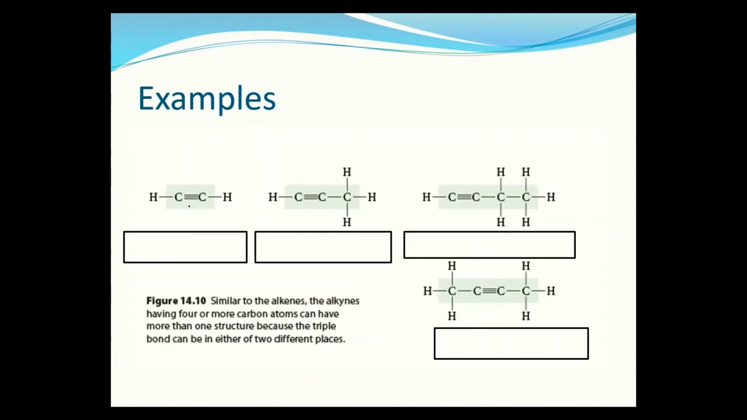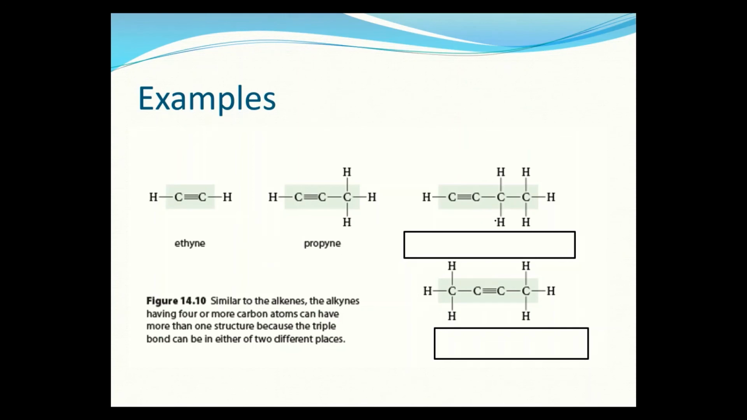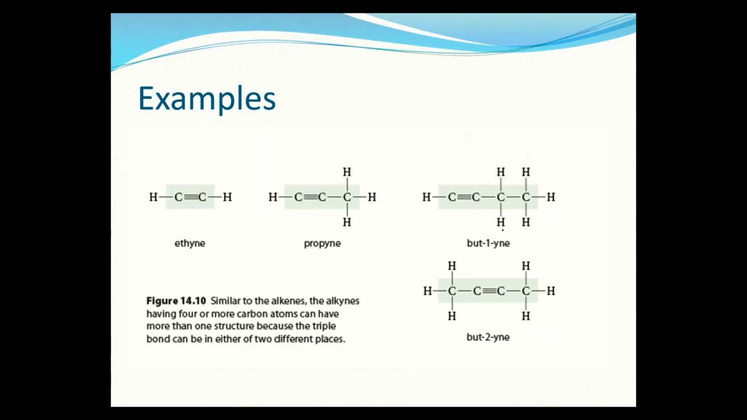Right, so this one has 2, so it's ethyne. This one has 3, so it is propyne. And then we have 4, which is but-1-yne, but-2-yne.